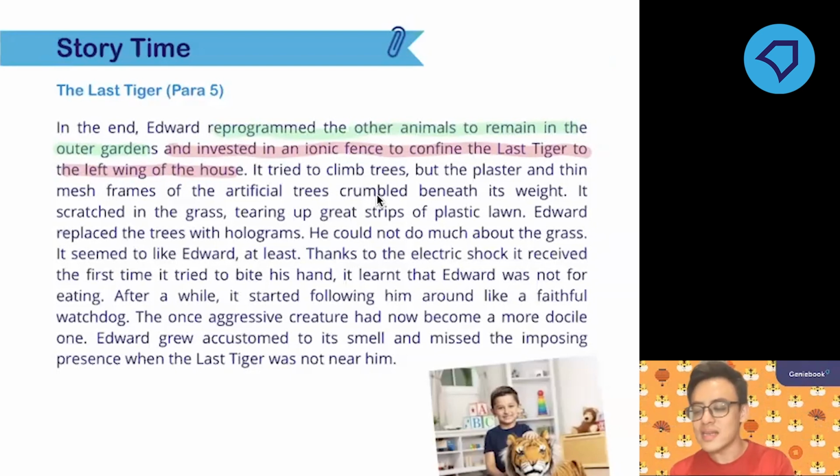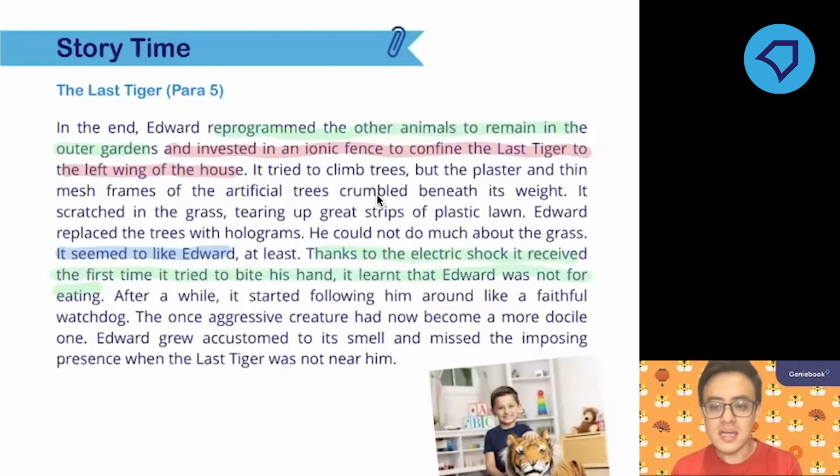It seemed to like Edward at least. So if you are thinking about keeping the tiger, right, this may be one of your reasons or justifications. Okay, that at least the tiger is kind of friendly to the owner. Okay, thanks to the electric shock it received the first time it tried to bite his hands. So it's friendly not because it likes Edward. It's friendly because it realized that Edward is not for eating. It realized that Edward is not its food. So this is one of the examples you can use to show me that you shouldn't keep the tiger, because you don't know when it will attack you again.